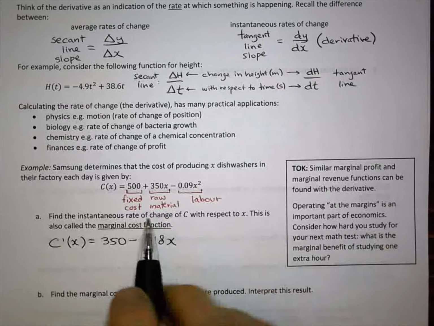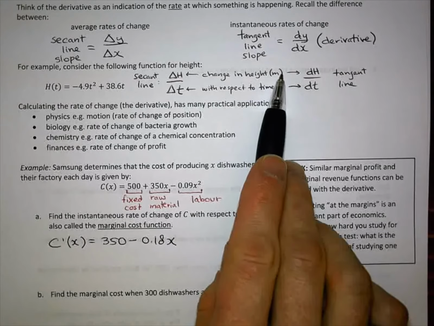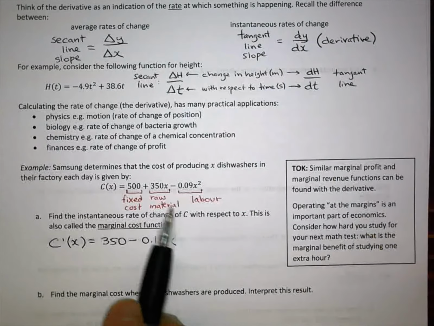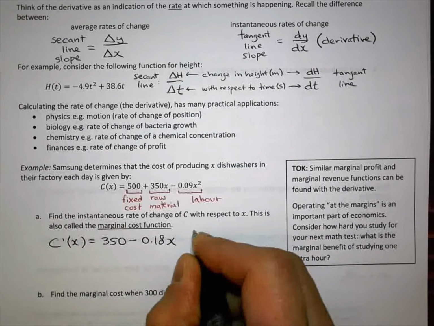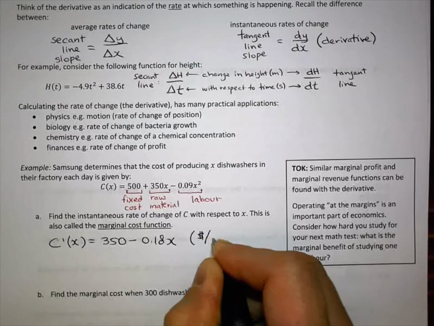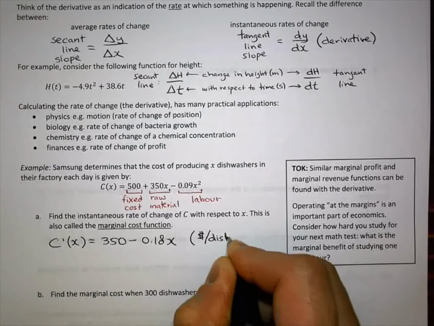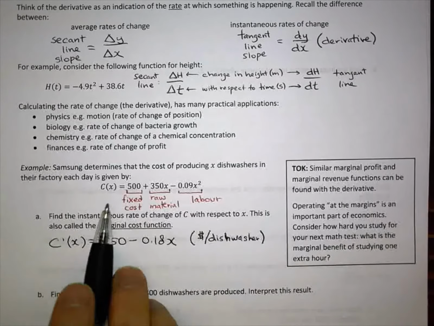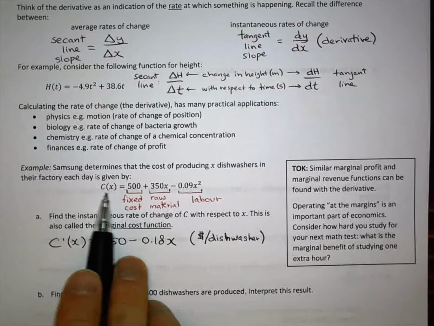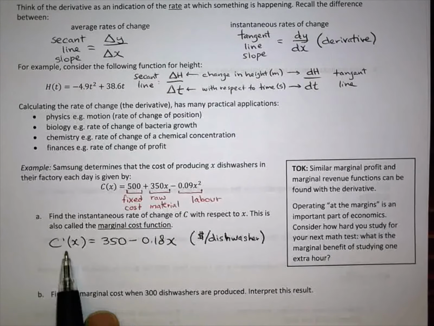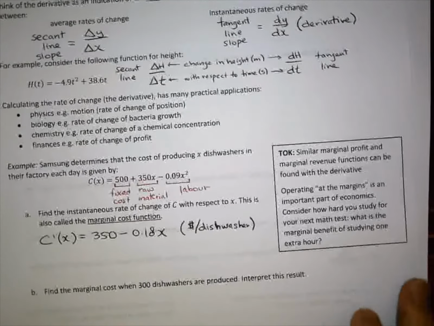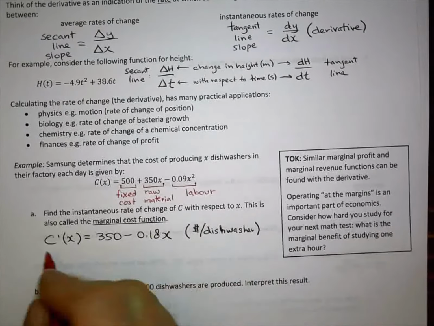And what would the units be for that? Well, it would be the y units over the x units. So this would be cost, which is dollars, and x is the number of dishwashers. So this is dollars per dishwasher. Remember, if I just sub in x equals whatever, that tells me the cost of making all those dishwashers. This is the cost per dishwasher, the rate of change of cost. In business, we call this the marginal cost function.